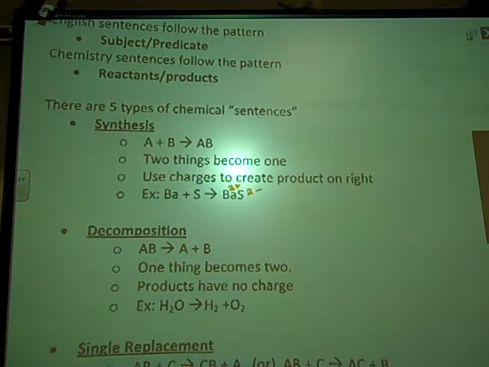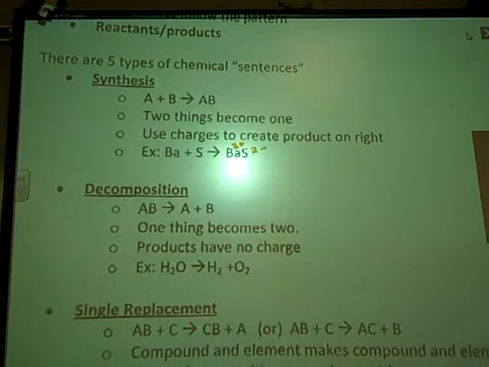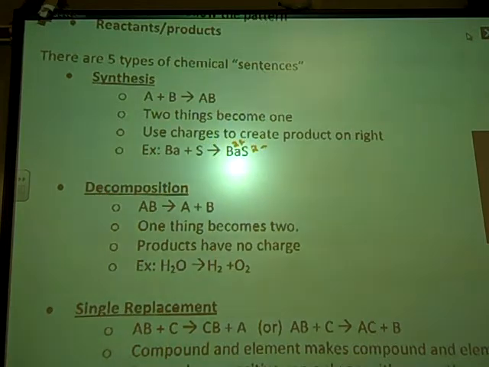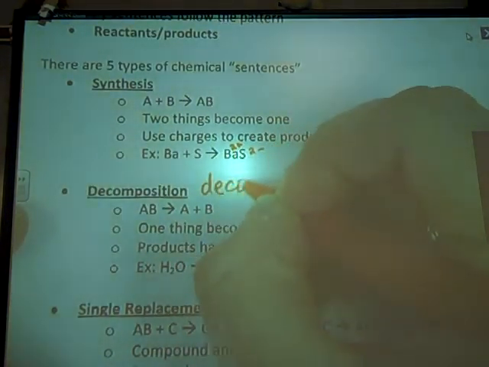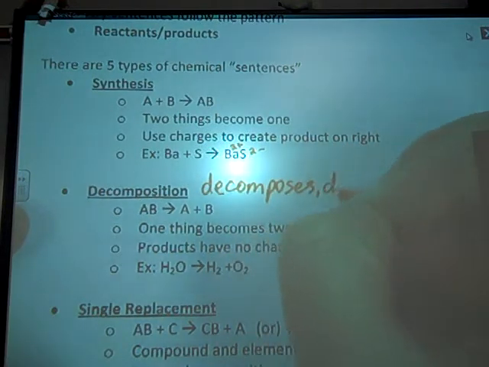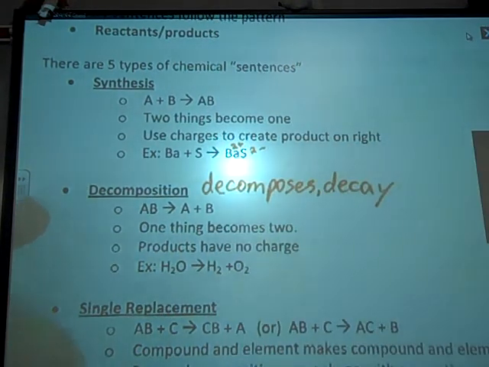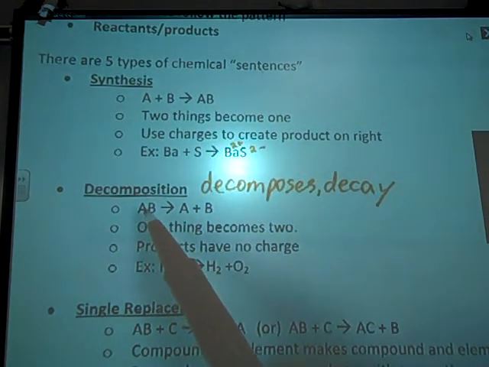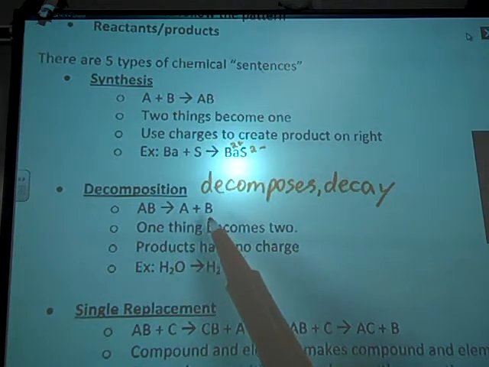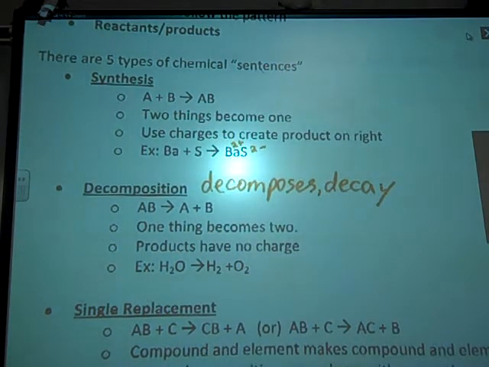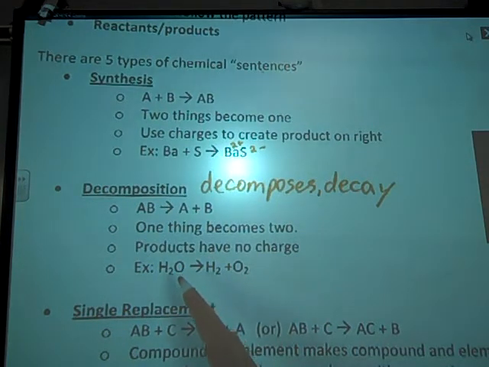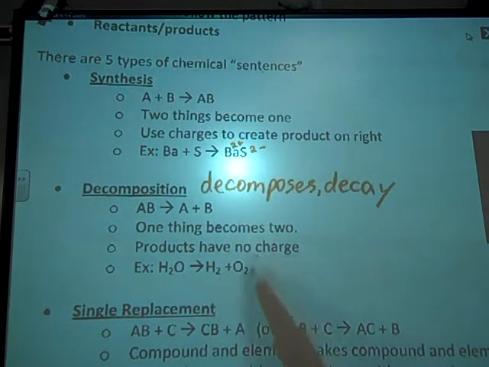Your second type of reaction here is called decomposition, and it is just what it sounds like. Something decomposes, or decays. So we have one compound breaking down into 2 smaller pieces. These 2 smaller pieces will usually be elements, but not always. In this example here, we have water breaking down into its components of hydrogen and oxygen.